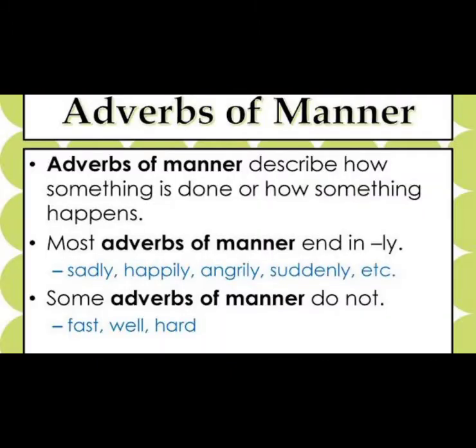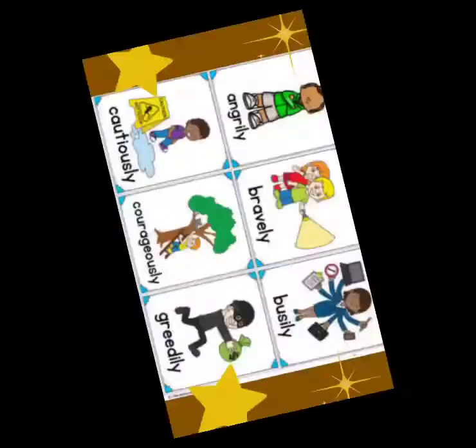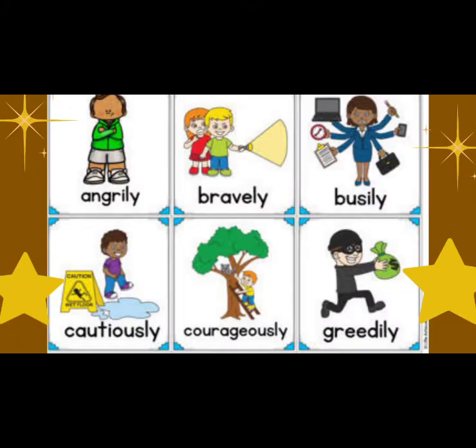Adverb of manner describes how something is done or how something happens. Most adverbs of manner end in ly, like sadly, happily, suddenly, angrily. But some do not end in ly, like fast, well, hard. Here are some examples of adverb of manner. He left angrily. He bravely defended the lady. Angrily and bravely are both adverbs of manner, telling us how the action was performed.